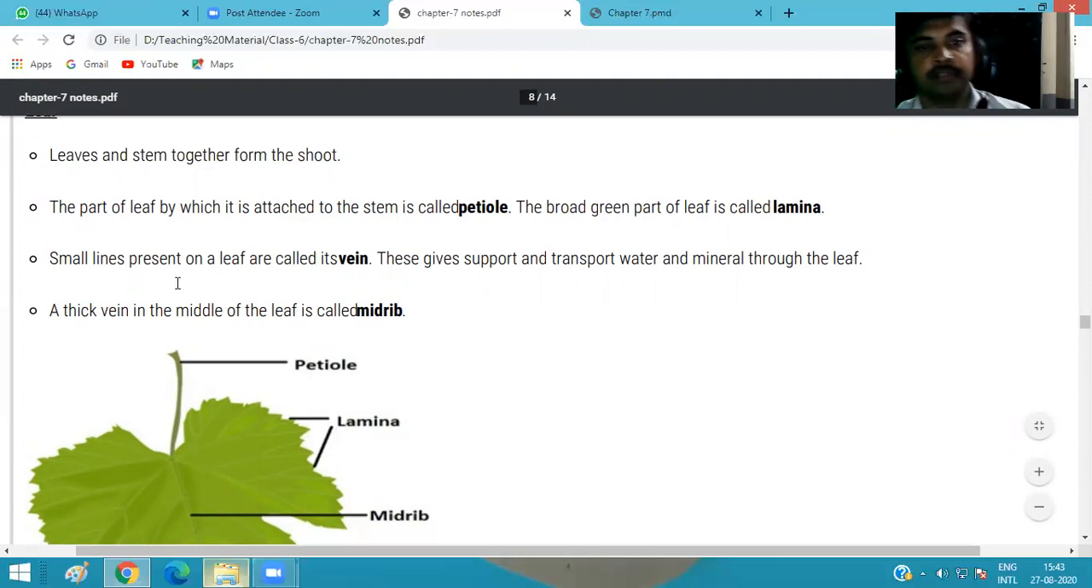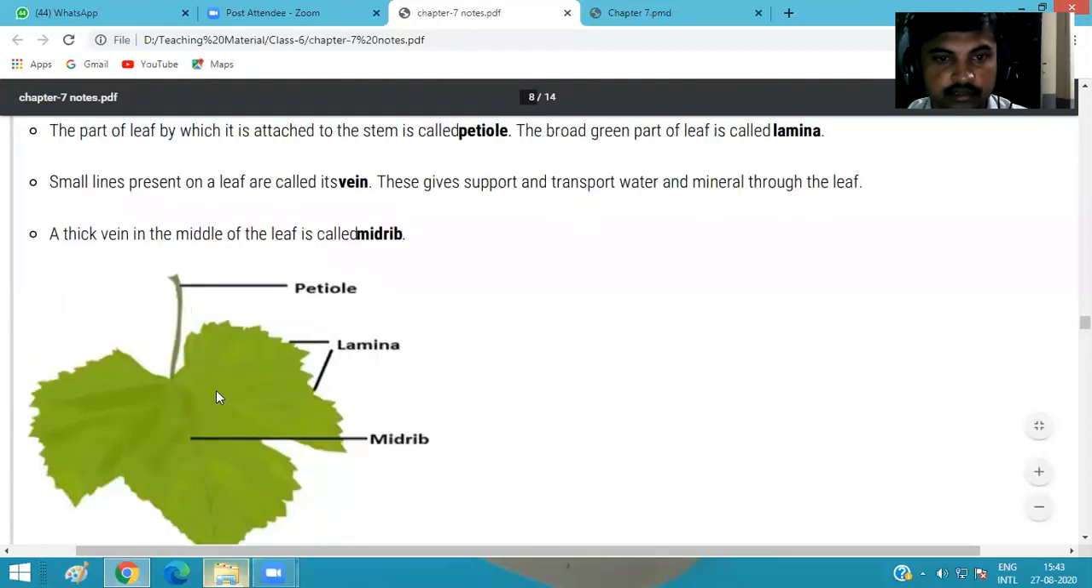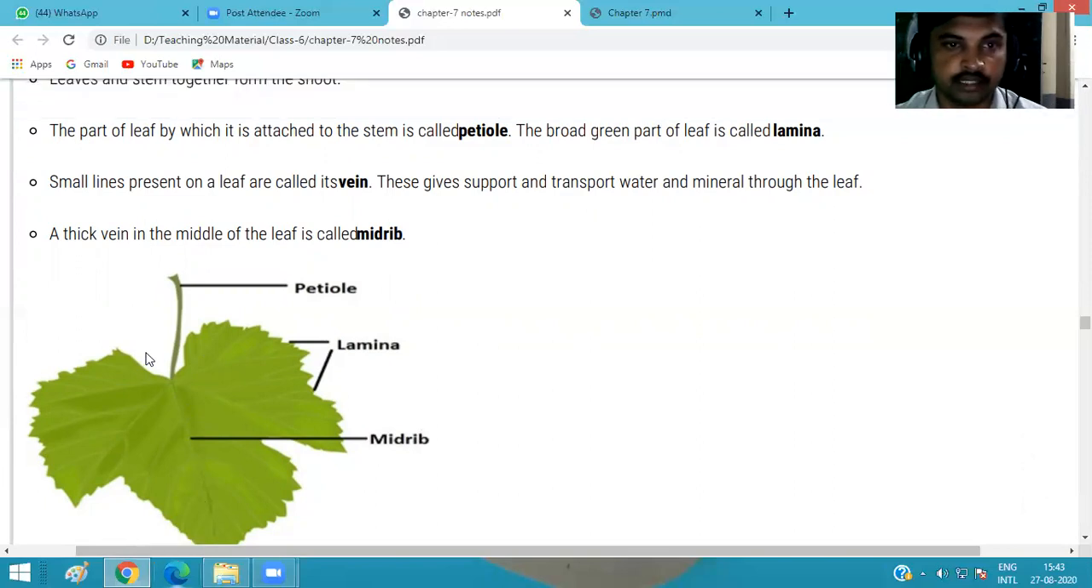The small lines present on the leaf are called veins. A thick vein present in the middle of the leaf is known as the midrib. These veins give support and transport water and minerals through the leaf.